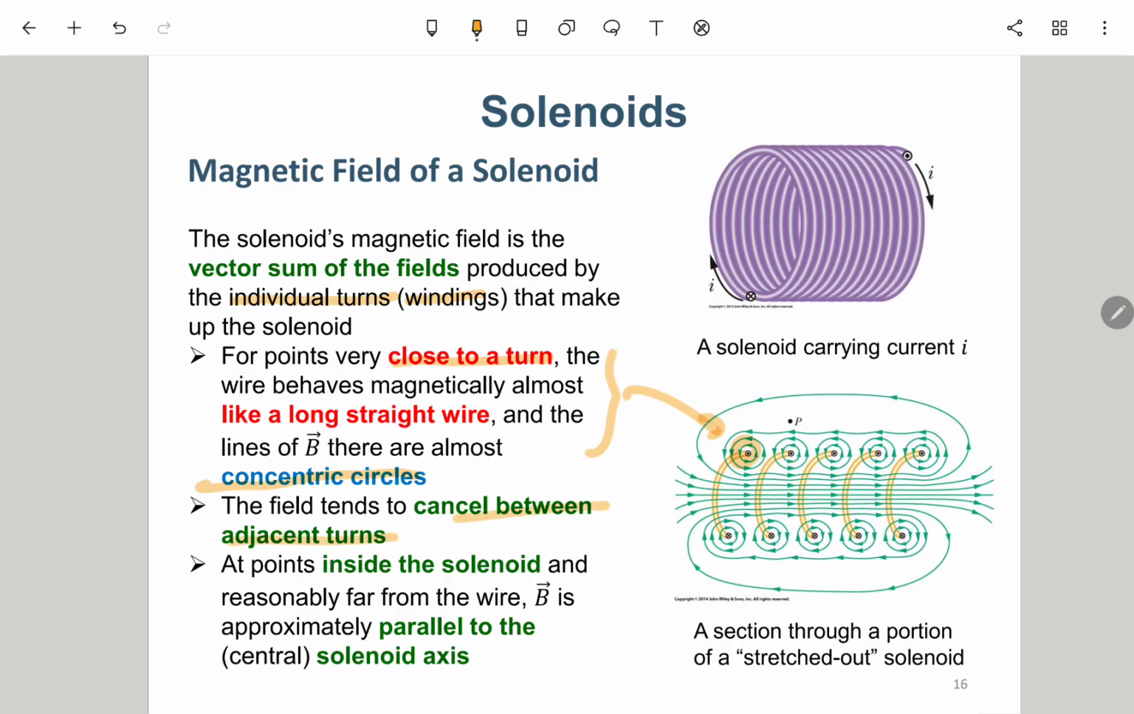And then the final point: the field inside the solenoid, reasonably far from the wire, is approximately parallel to the solenoid axis. It actually means this part. If it is farther away from the wire, it will be parallel to the solenoid axis. Of course, the solenoid axis is this direction.